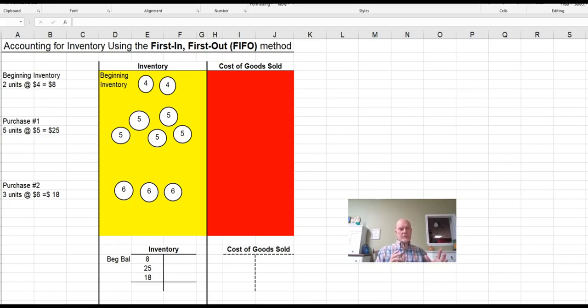If we are, say, a car dealership, and we are buying and selling cars, each one of those cars is very expensive, and each car might be slightly different from the other one. Even if they're all the same model, they've got different options and features on them. So when we sell a car, we want to know exactly which car the customer is buying and how much that car cost us.